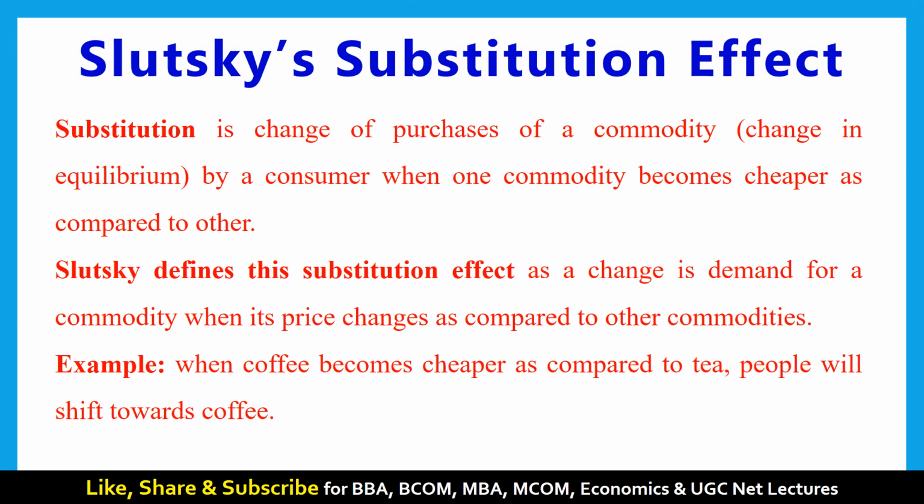The substitution effect refers to the change in purchase of a commodity, or we call it a change in equilibrium by the consumer when the price of one commodity decreases with the real income remaining constant. So Slutsky substitution effect is defined as the change in demand for a commodity when its price changes as compared to other commodities. For example, if the price of coffee decreases as compared to tea, the consumers may switch towards coffee instead of tea. So we will discuss this effect in detail in this lecture session.